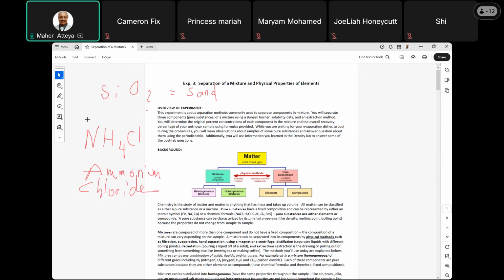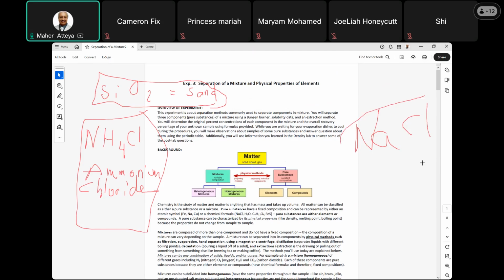And then this is the second component, and the last one is kitchen salt, sodium chloride. That's our kitchen salt or salt. Those three components contribute to a heterogeneous mixture. We don't know what percentage each component contributes to the overall mixture.